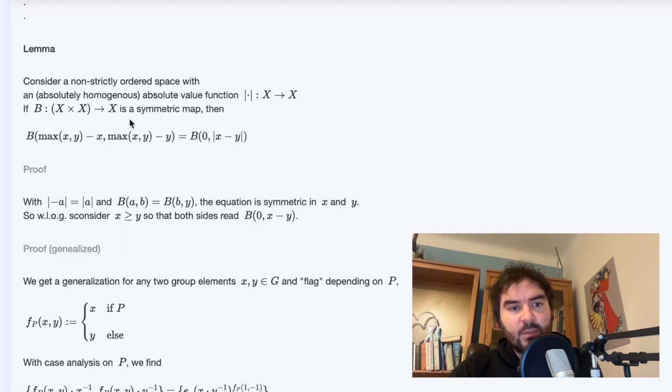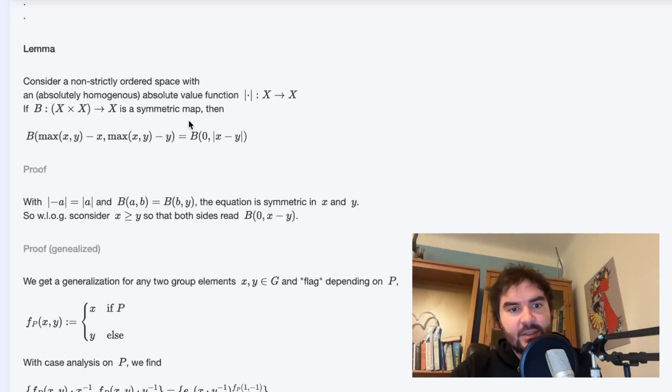And firstly, what holds is this relation that we have here: B of the maximum of x and y minus x on the one hand, and the maximum of x and y, the same value, minus y, equals B of just 0 and then the absolute value of the difference. We will in a second abstract away from the maximum even. To define a maximum, we need some non-strictly ordered space at least. But this is the setup that we're going to actually use.